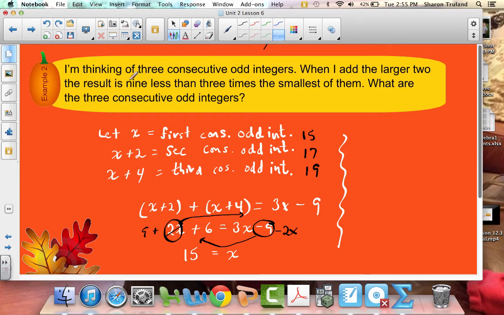When I add the larger 2, that means I'm going to take 17 and 19 and add them together, and I'm going to get 36. The result is 9 less than 3 times the smallest of them. The smallest is 15. Well, 3 times 15 is 45. 45 minus 9 is 36. It checks.